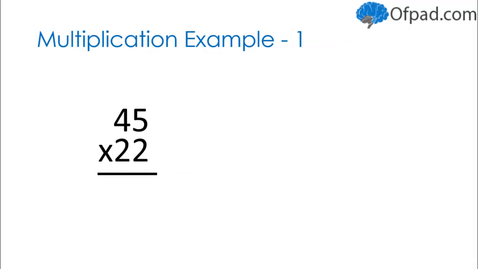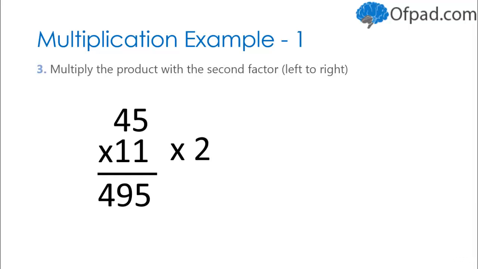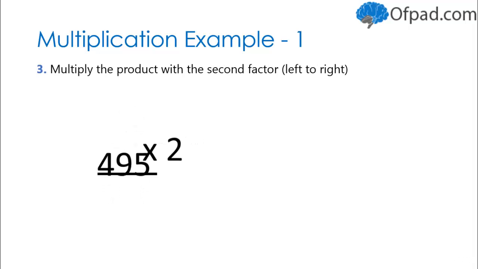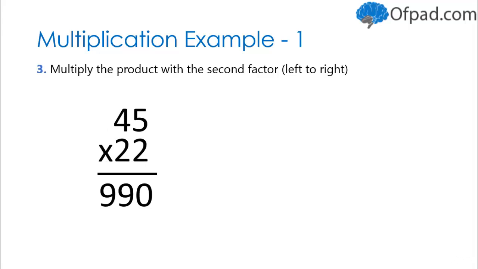Multiply 45 by 22. Factor one of the numbers. Let us factor 22. So 22 can be factored as 11 into 2. Multiply the number with the first factor. So multiply 45 by 11. You get 495. Since we are multiplying by 11, you can apply the rule to multiply by 11 instead of using the LR method. Multiply the product with the second factor. So now take 495 and multiply it by 2. Multiply left to right. So 495 multiplied by 2 is 990. And 990 is your final answer.